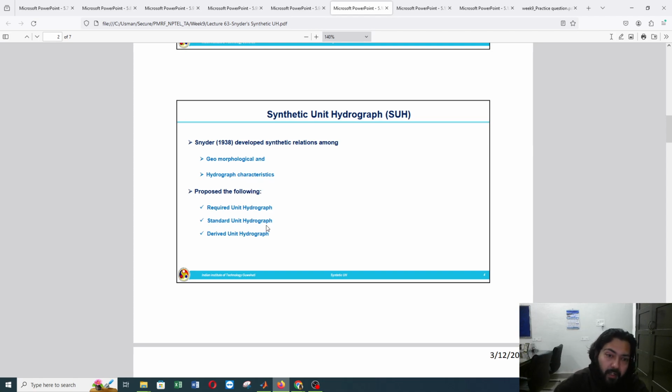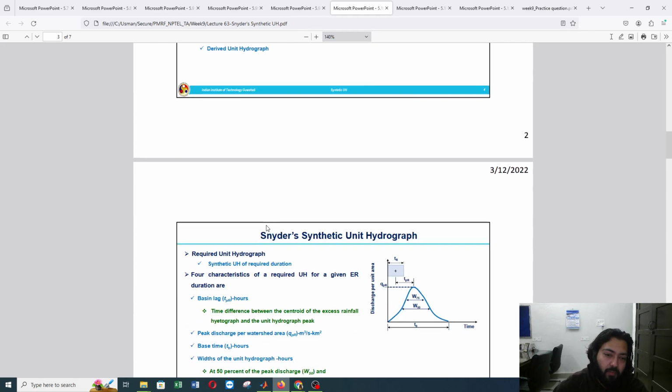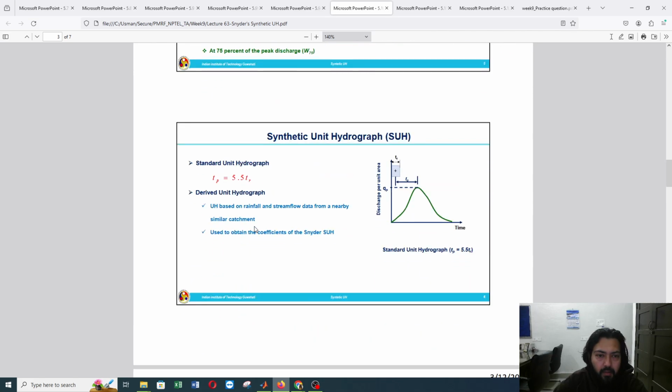It is comparing the required unit hydrograph with the standard, right? The standard unit hydrograph is firstly whatever hydrograph is given to us, which is available with us. We need to check whether it is of standard form or not. That standard form is checked by the equation Tp is equal to 5.5 times Tr. That is, the basin time lag equals 5.5 times the duration of rainfall or not.